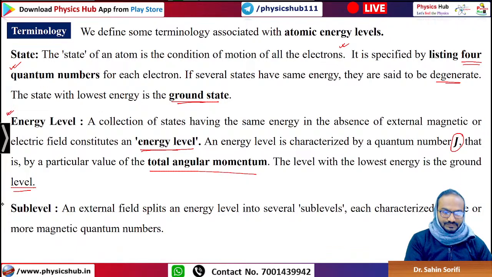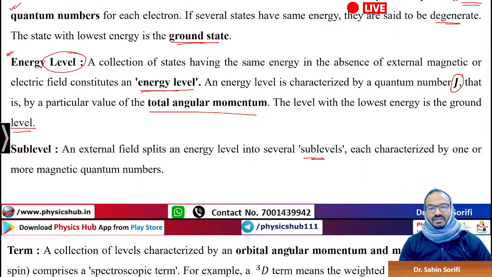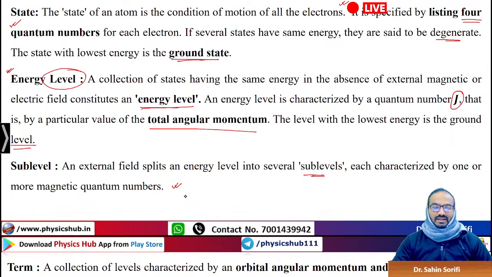Next, sublevel. What do you understand by sublevel? Any energy level may get split into several sublevels, maybe by the influence of some external influence, each characterized by one or more magnetic quantum numbers, ml. So you got the idea of state, level and sublevel.